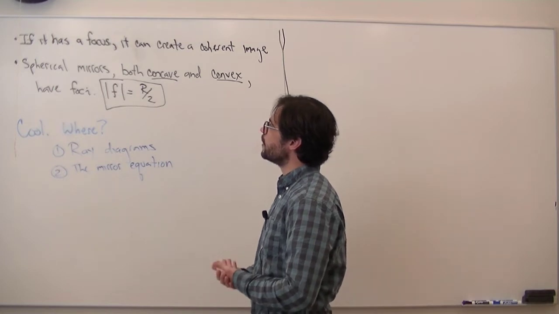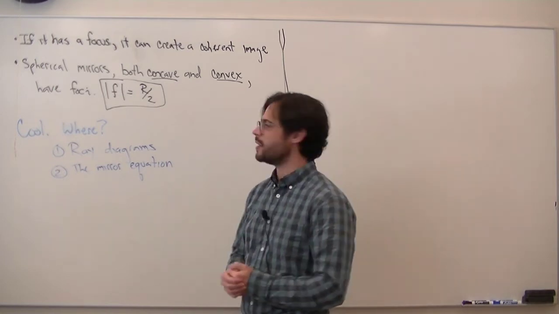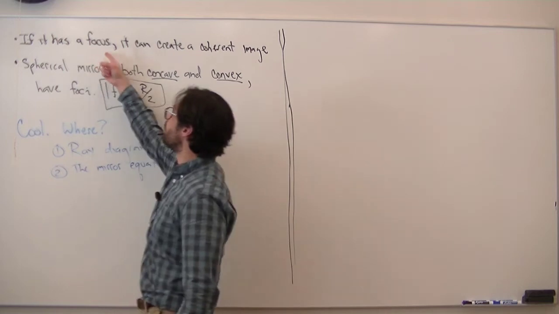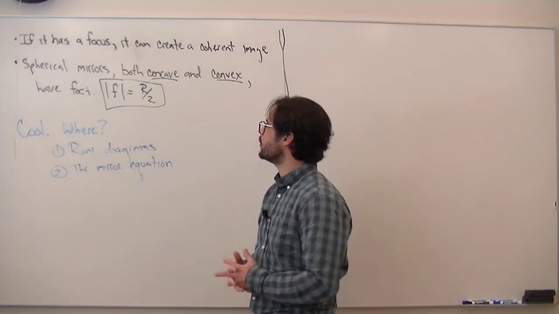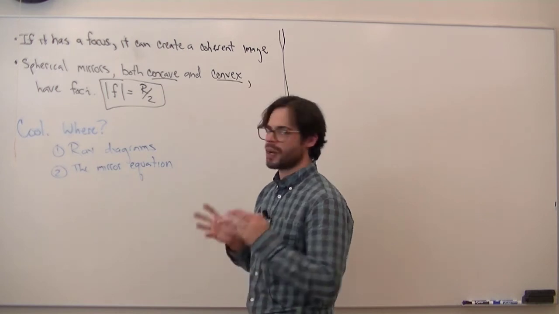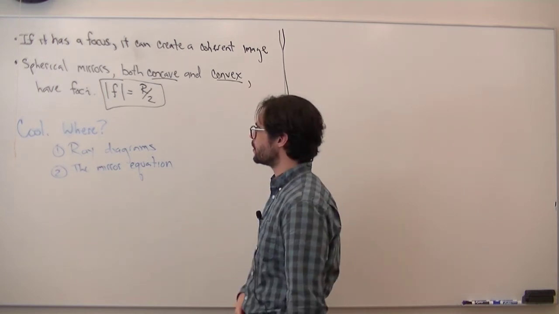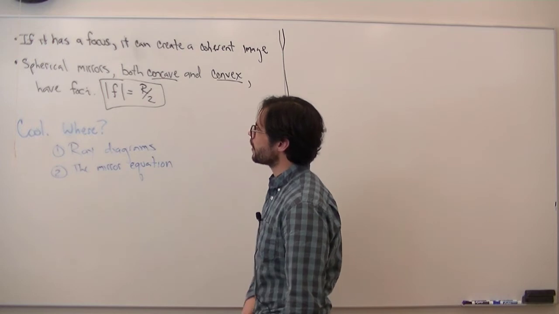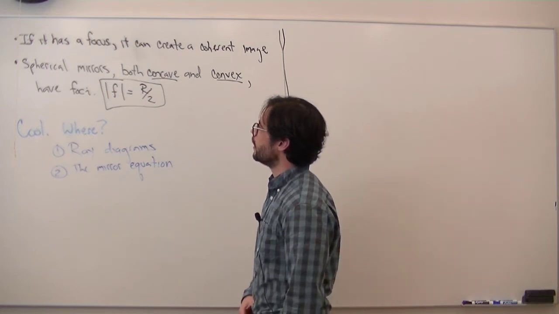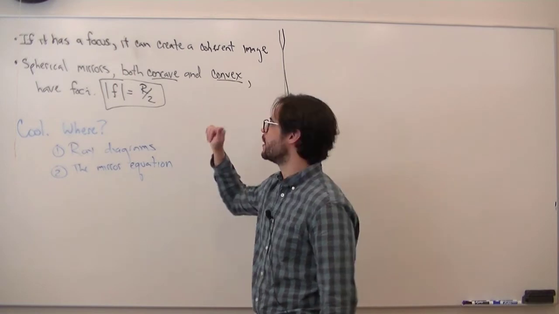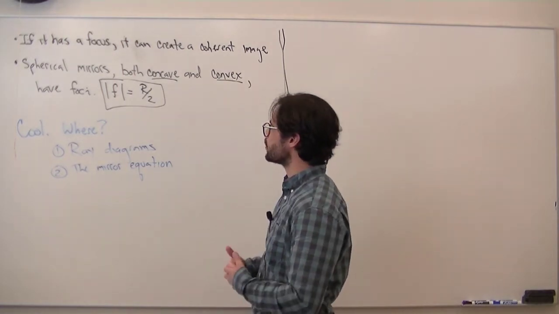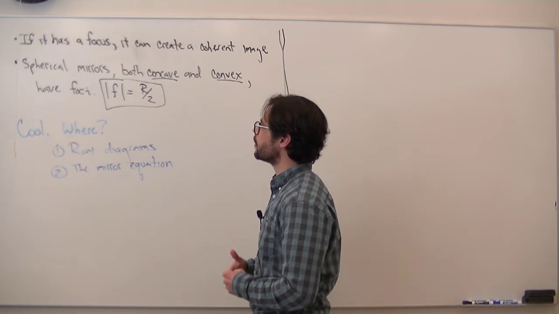But what we do know, and you're taking this on faith in this class, is that if something has a focus, then it will create a coherent image. So what a focus is: light coming in from infinity will all go through a certain point. Alternately, you can think about the focus as if light is coming in parallel to the principal axis, and that also goes through a single point, then that's a focus.